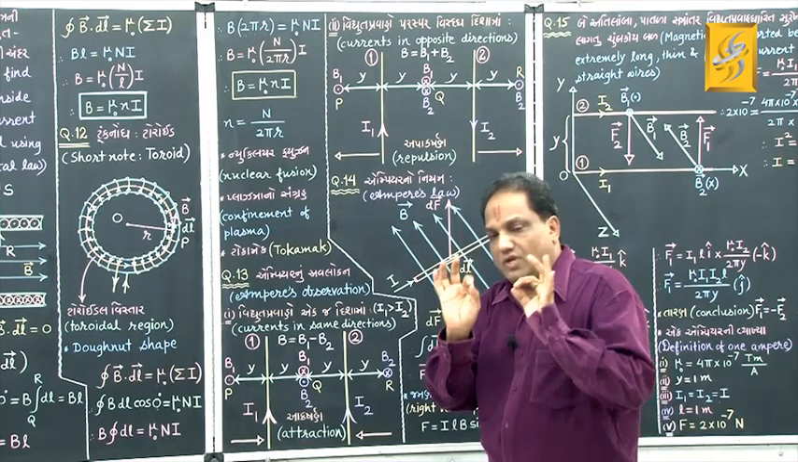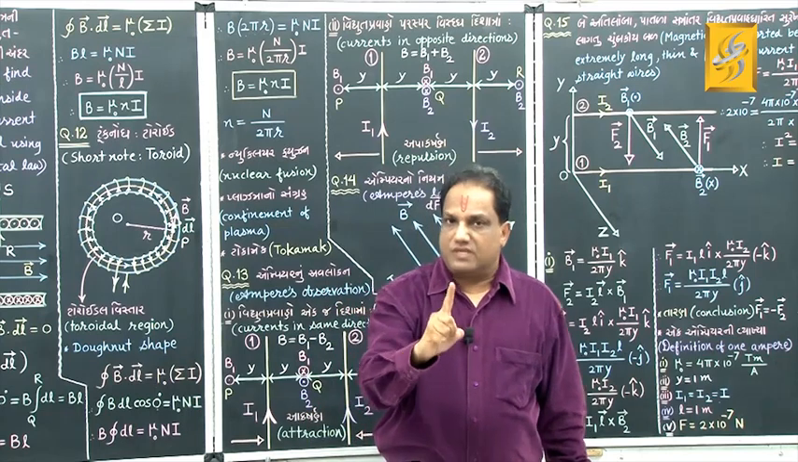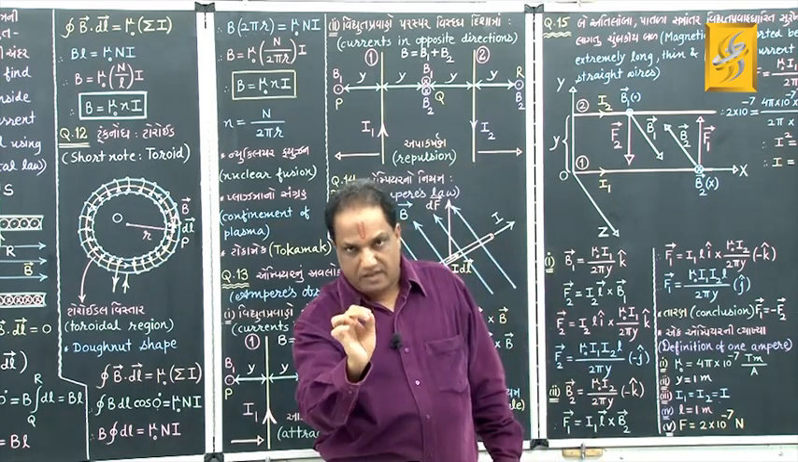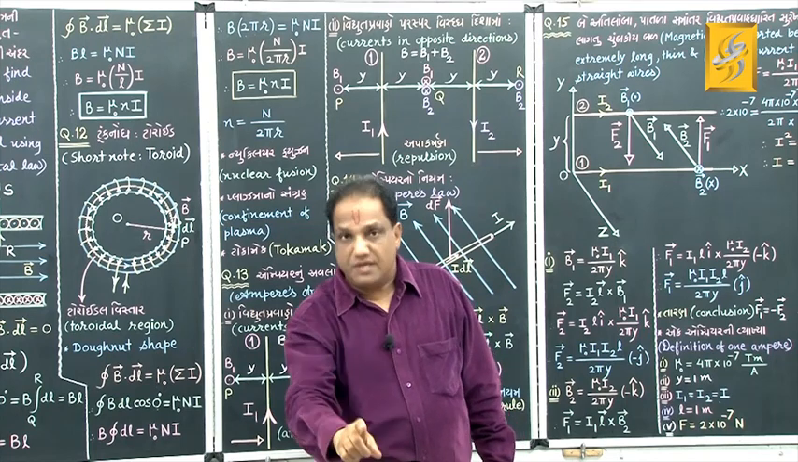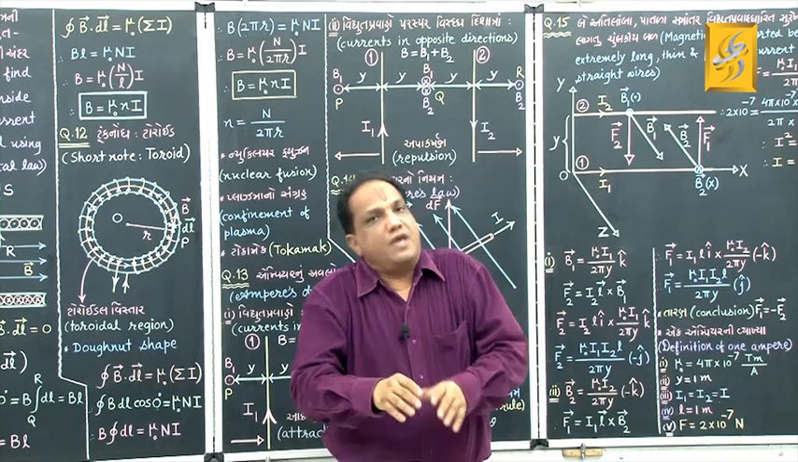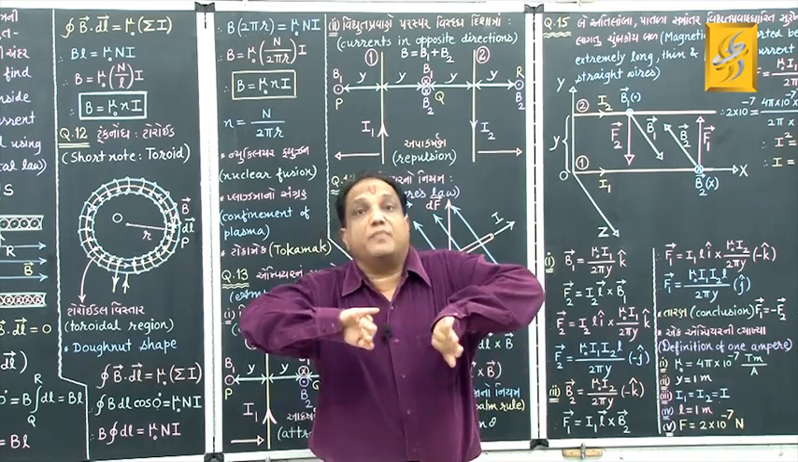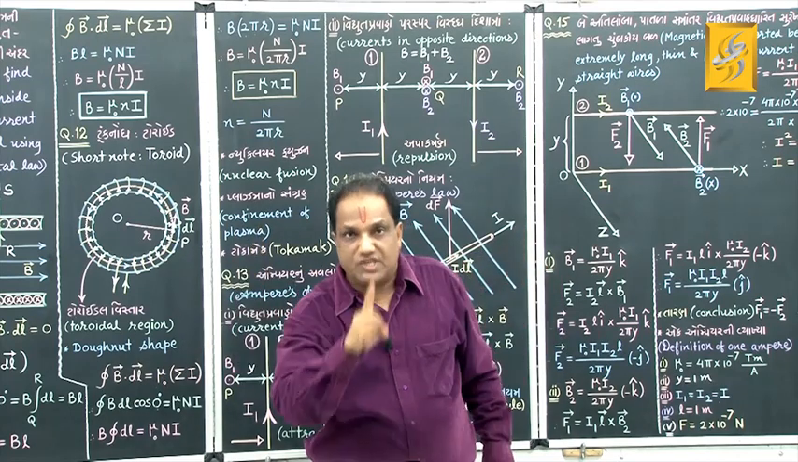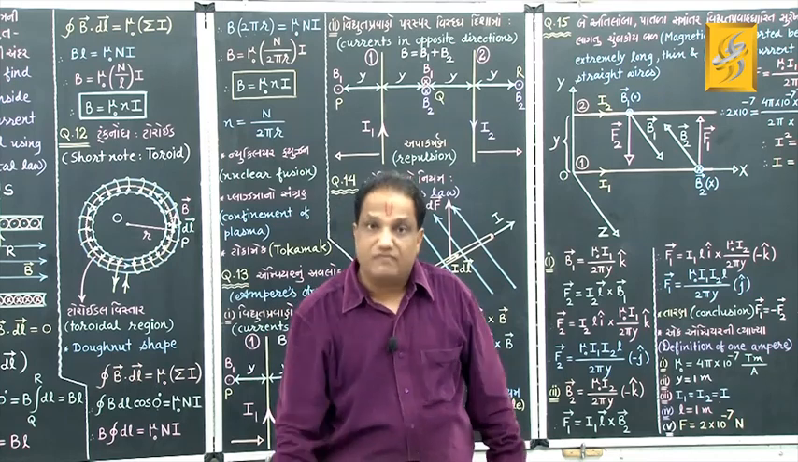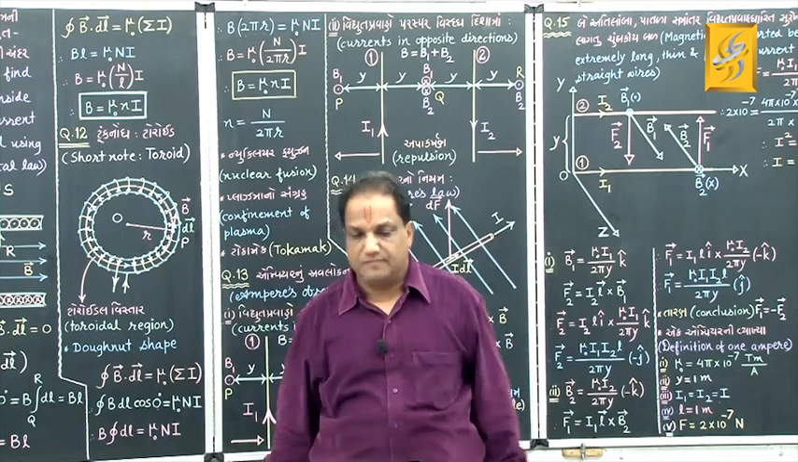Got it? So now let us summarize. When currents are passed through two extremely long parallel thin straight wires in the same direction, there is some attraction between them, and if currents are passed in opposite directions, then there is repulsion between them. Same direction of current will produce attraction, opposite directions of current will produce repulsion. Please remember, okay? Fine.